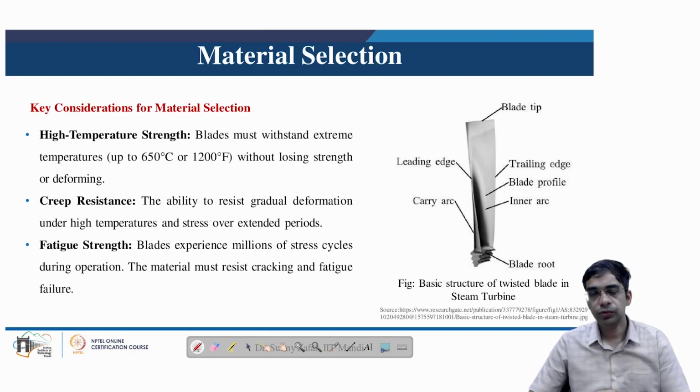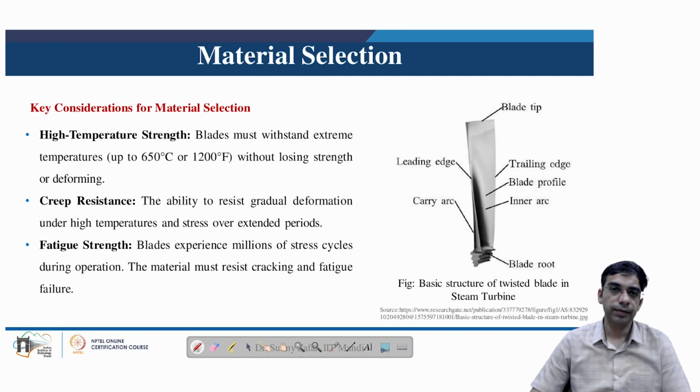So now we come to the material selection in the steam turbine. There are some key considerations while we make material selection for steam turbines. These key considerations involve three main factors: high temperature strength, creep resistance, and fatigue resistance.